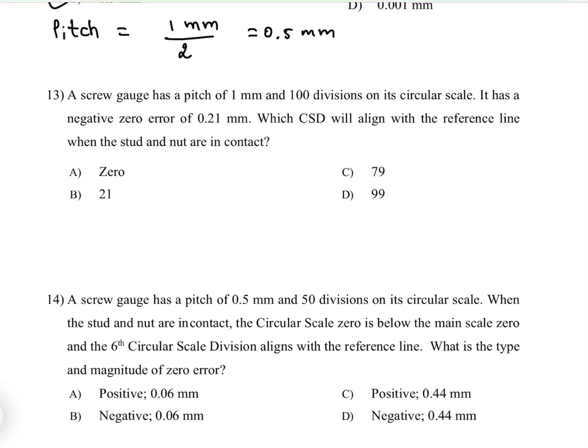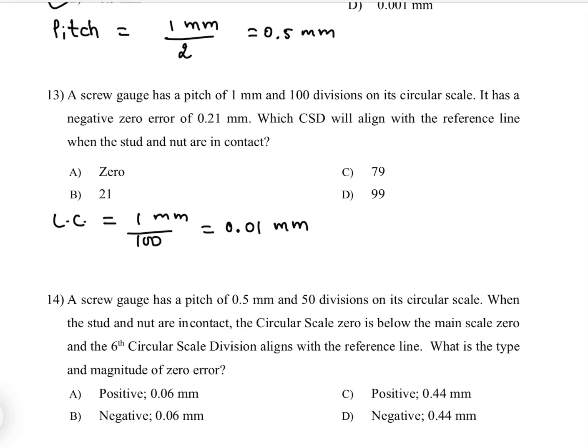Next, 13th. A screw gauge has a pitch of 1 millimeter and 100 divisions on its circular scale. It has a negative zero error of 0.21 millimeter. Which circular scale division, that is CSD, will align with the reference line when the stud and nut are in contact? So let us first find out the least count. That is pitch 1 millimeter upon the number of circular scale divisions, 100.